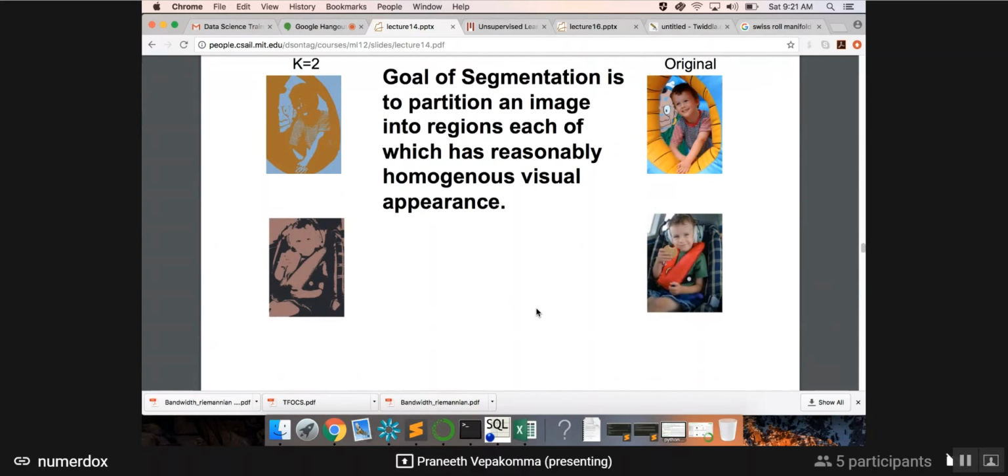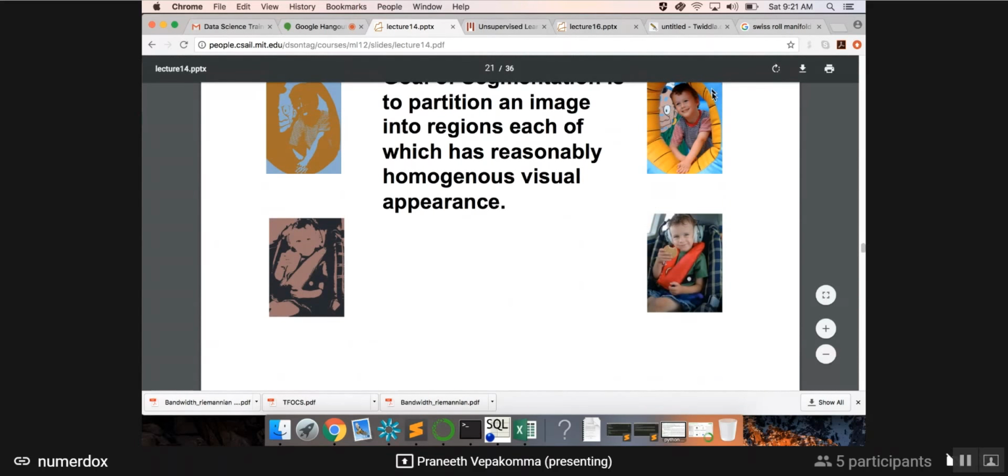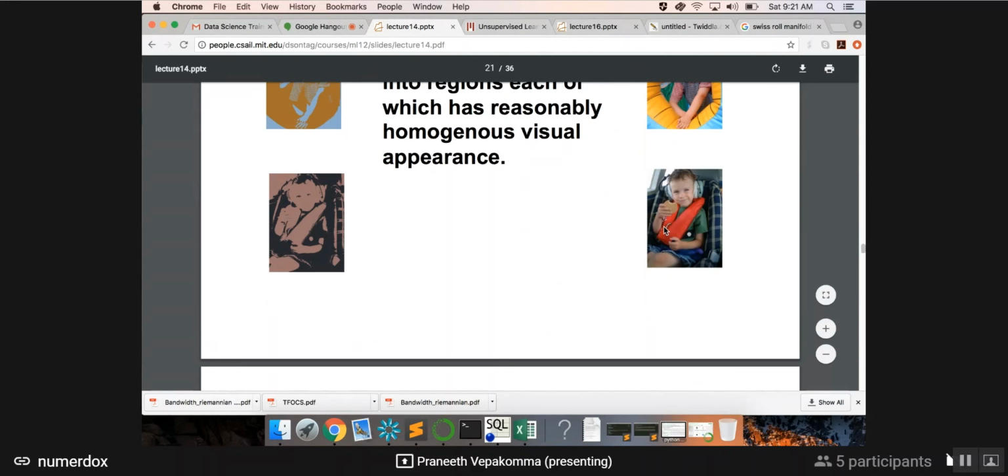But if you use more clusters, it will start to separate this bag, this play thing. Maybe it will separate his hand, his biscuit, and his seat. Headphones separate. The more clusters you use, the more it separates.